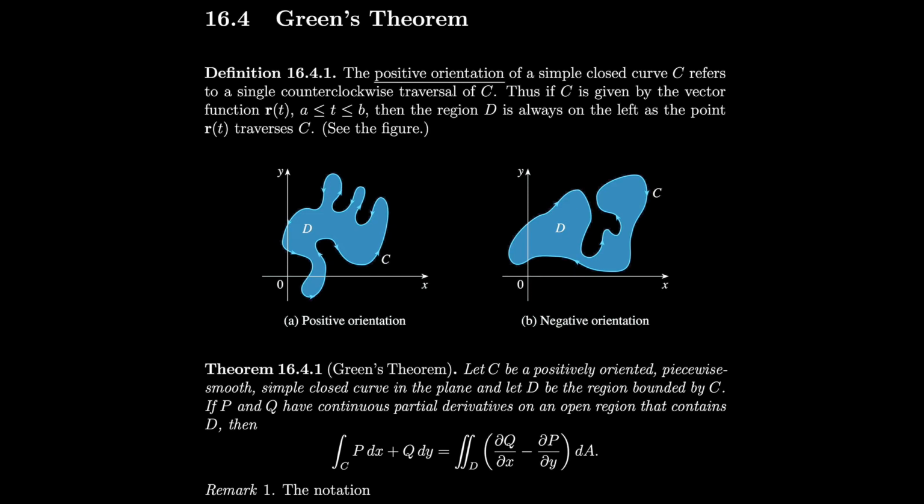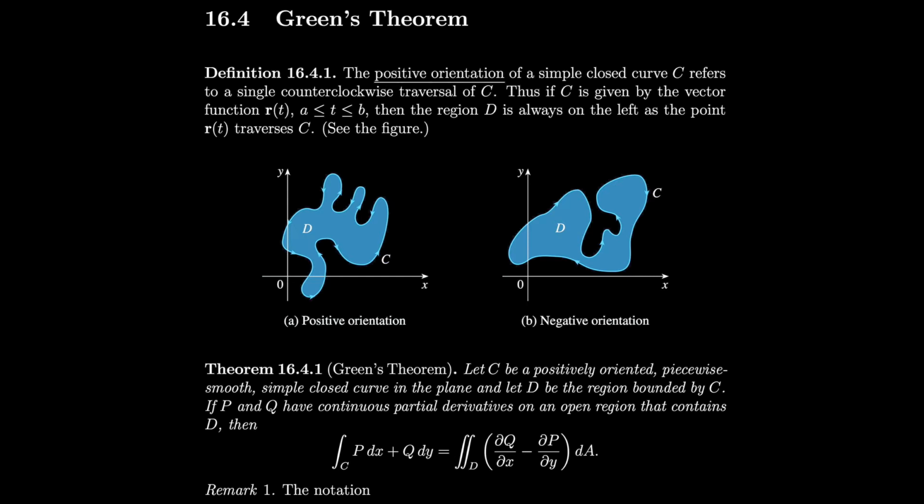Section 16.4, Green's theorem. The positive orientation of a simple closed curve C refers to a single counterclockwise traversal of C. Thus, if C is given by the vector function r of t, where t is between a and b, then the region D is always on the left as the point r traverses C.